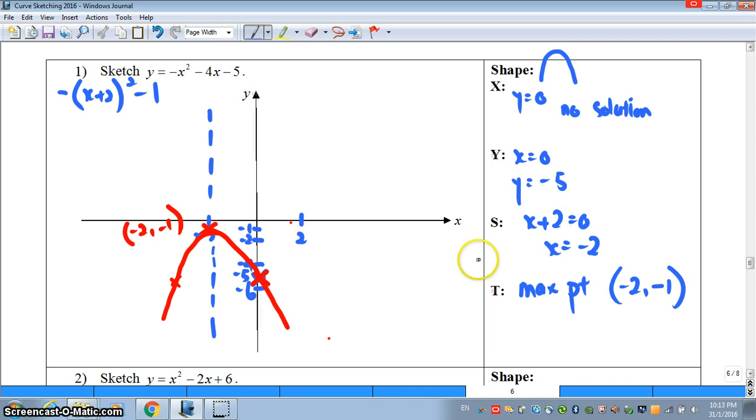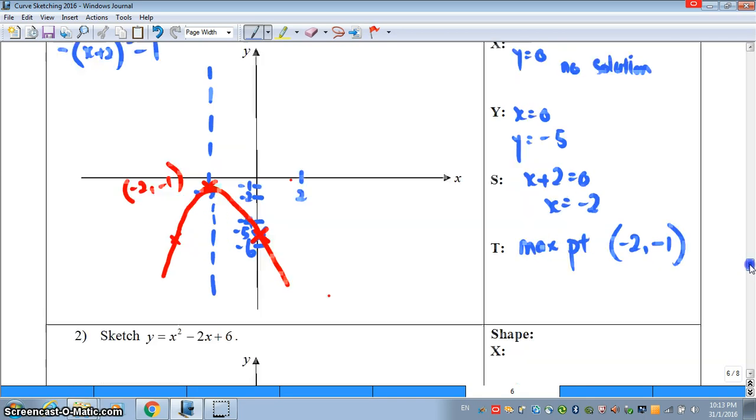The second example on this page is very similar. You will have to do your completing the square yourself. So please give it a try.